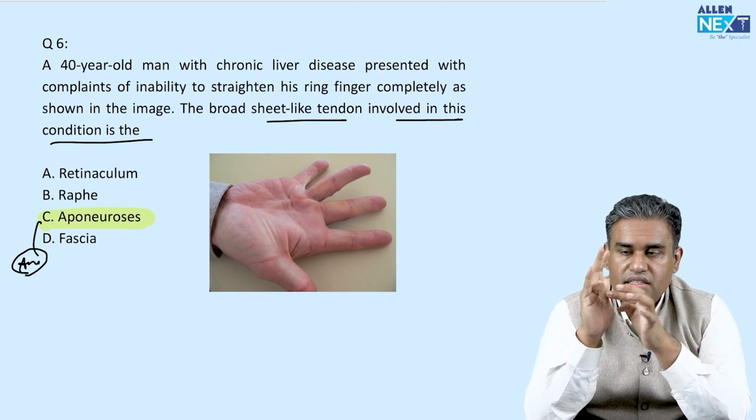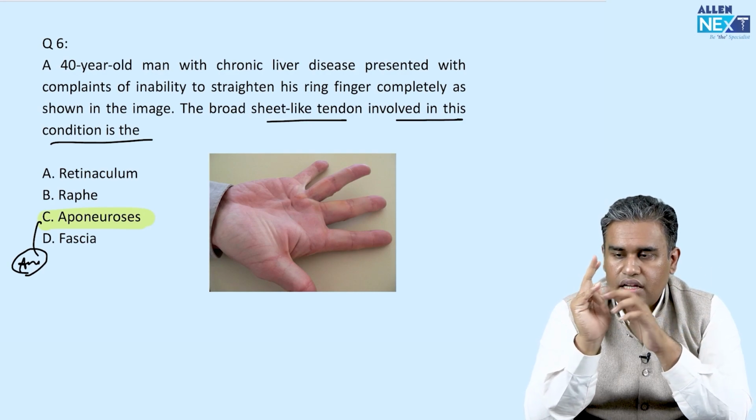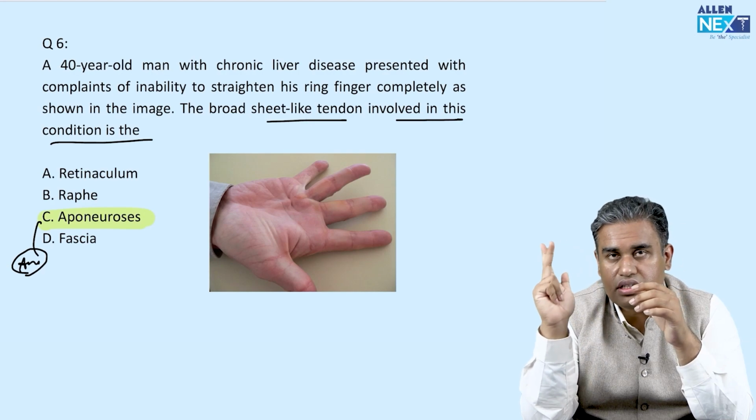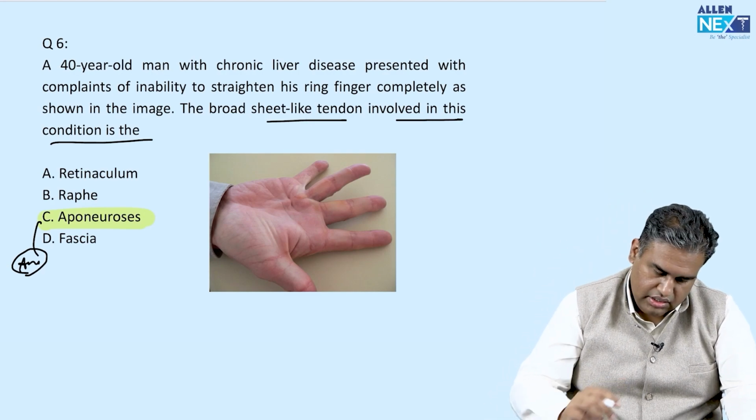And the PIP joint flexion, then this finger goes like this. DIP joint is sort of extended. Dupuytren's contracture involves the ring finger and mainly the little finger, these two fingers mainly, right? So it's probably the palmar aponeurosis, hence the answer over here.